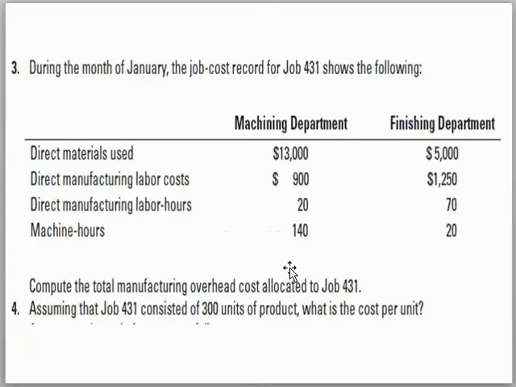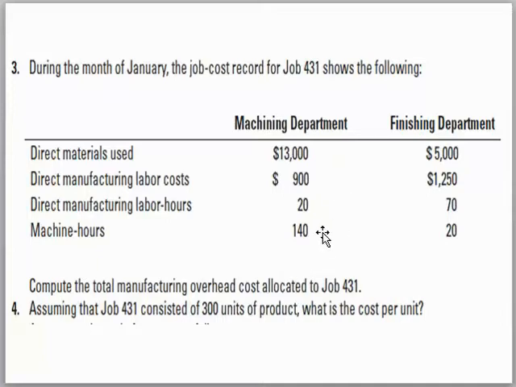Number 3, during the month of January, the job cost record for job 431 shows the following. Direct material used for both departments, direct manufacturing labor costs for the machining department and finishing department, and direct manufacturing labor hours 2070, machine hours 140 and 20. He wants us to compute the total manufacturing overhead cost allocated to job 431. We compute the overhead allocated for each department and then add both departments to get the total overhead cost.